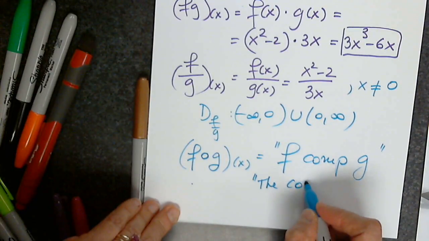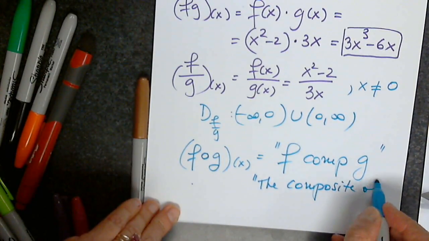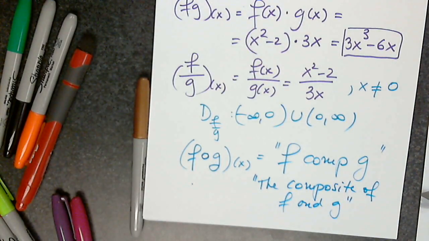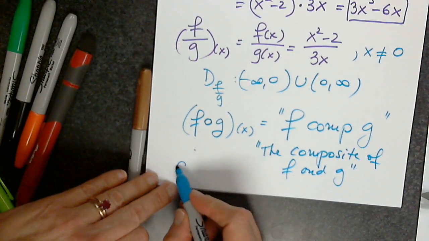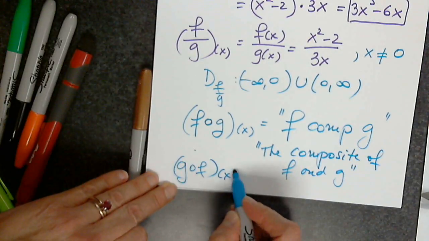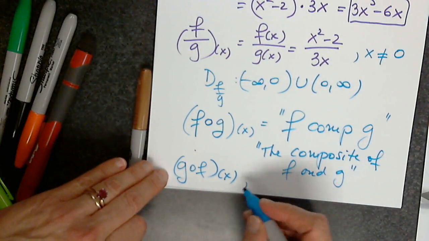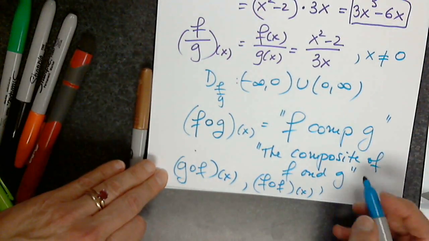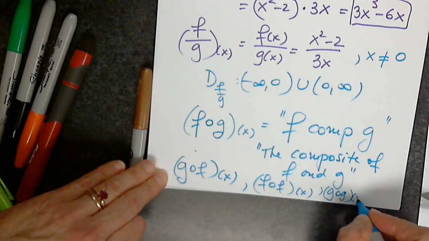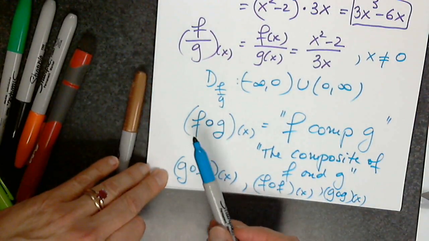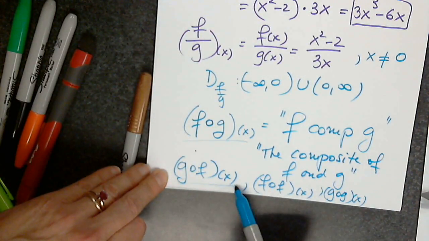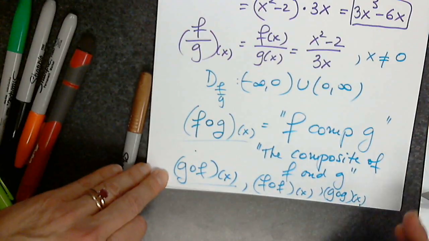Also, the composite of f and g. We prefer the first one because it's quick, f comp g. Of course, we can go the other way, g comp f of x. Of course, we can compose f with itself. Of course, we can compose g with itself. I can compose f with g again. We're really interested in these 2, and these may pop up as well.